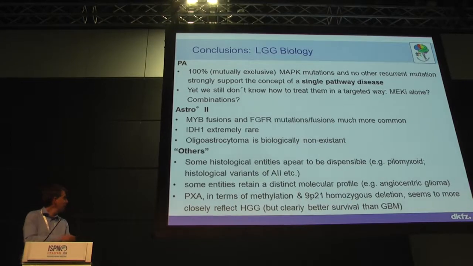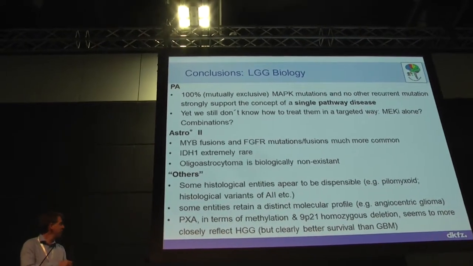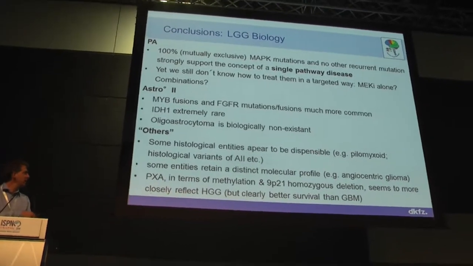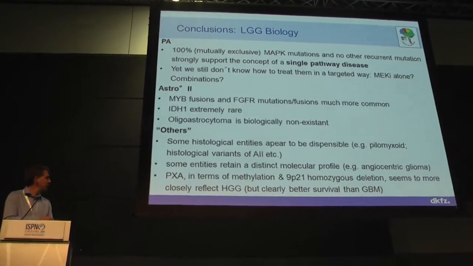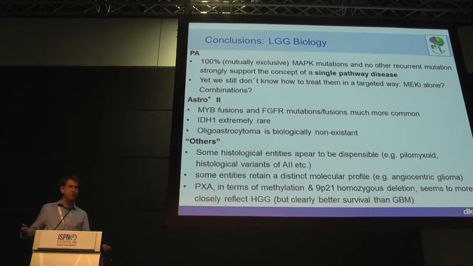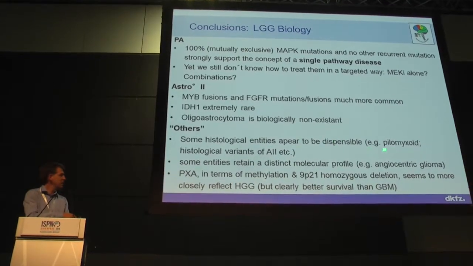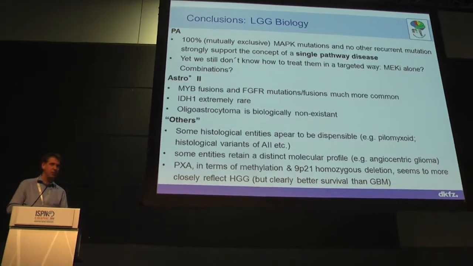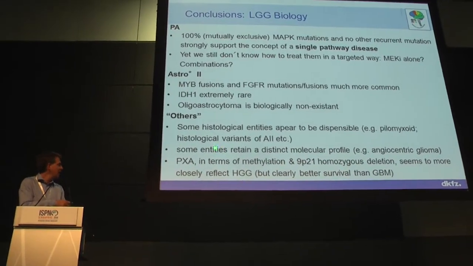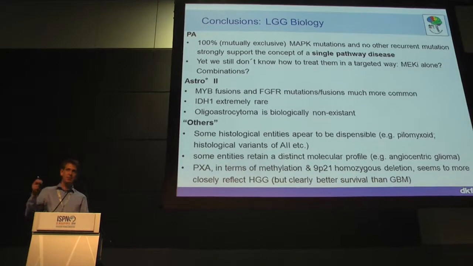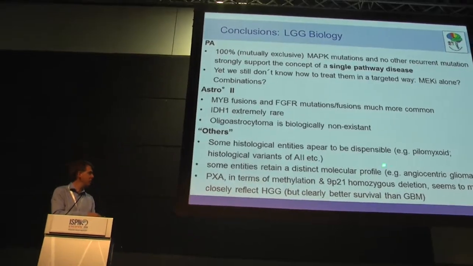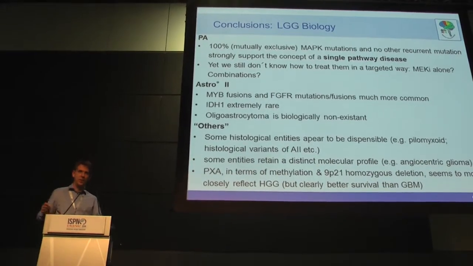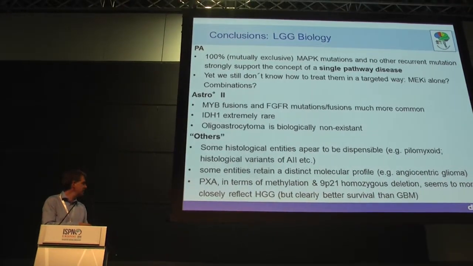And in the group of the others, we think that some of the histological entities that have been defined in the WHO classification seem to appear dispensable. So for instance, the pilomyxoid or some other variants of grade 2 astrocytomas. Some of them clearly seem to have a distinct biological profile which justifies to really understand them. Maybe they have completely different driving mechanisms.